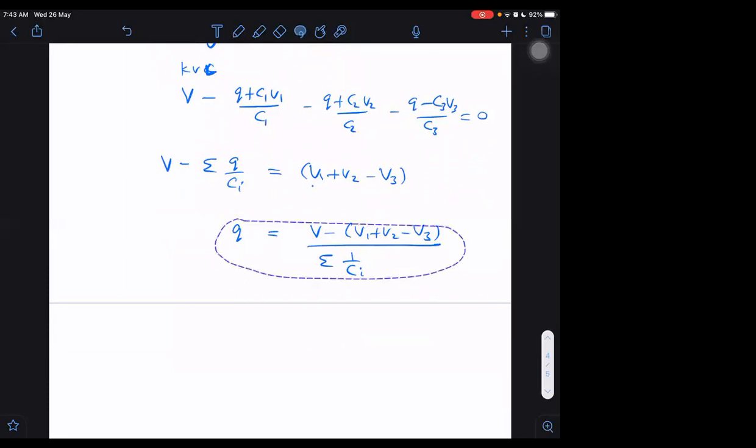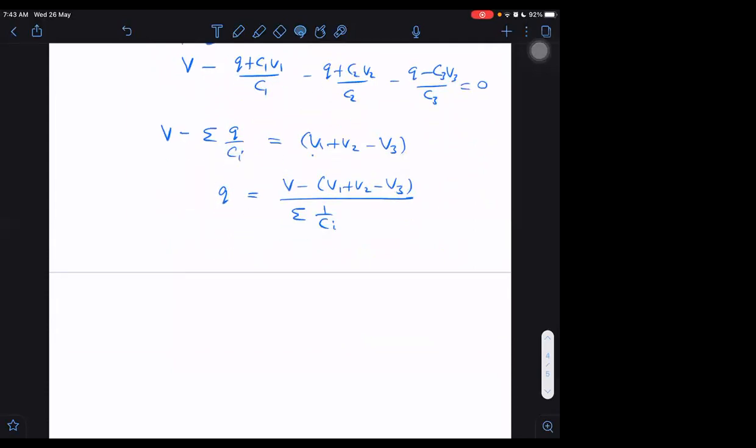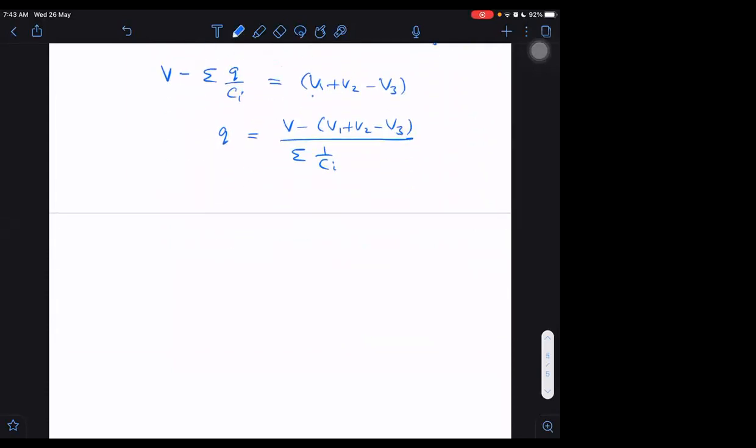Yes, sir. What is 1 by Ci? Effective resistance in series. 1 by equivalent series equivalent resistance.